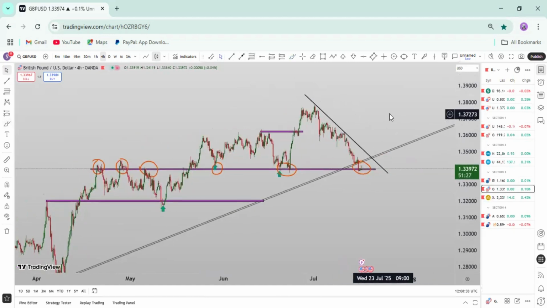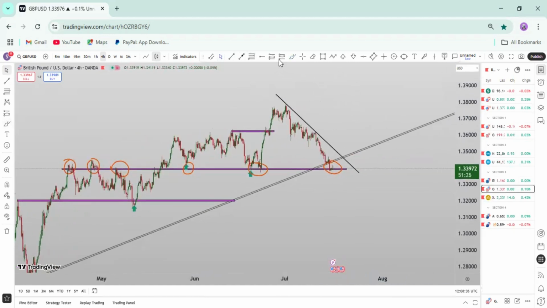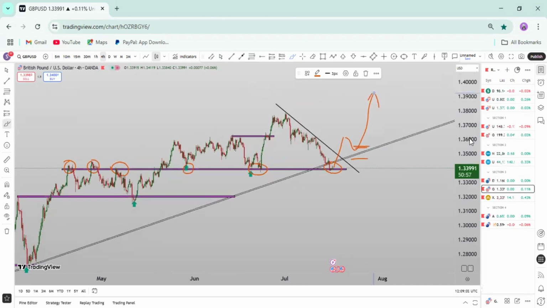So what I'm trying to see here, I'm waiting for the market to be bullish, break this minor trend line around here, and give me a retest. Then upon that retest, that's where I will enter my trade, with my stop loss below here. Then I will run that trade as a buy. This is what I'm waiting to see on GBP/USD.